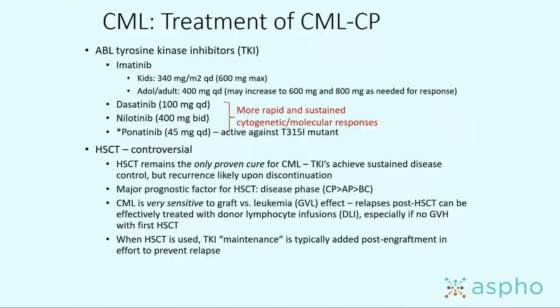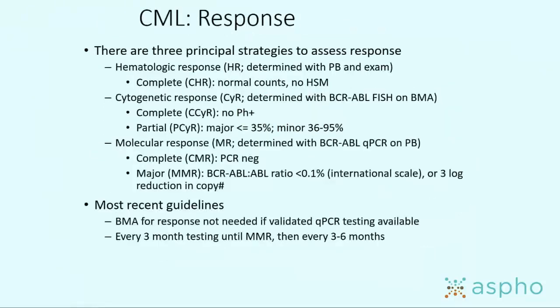All right. Response: there are three principal ways to assess response in CML. Hematologic response means that the blood gets better and the splenomegaly goes away. Cytogenetic response means that you can't detect the BCR-ABL with non-sensitive techniques like karyotype and FISH. Molecular response means that you can't, or can only detect at extremely low levels, the transcript using techniques like PCR and next-generation sequencing.